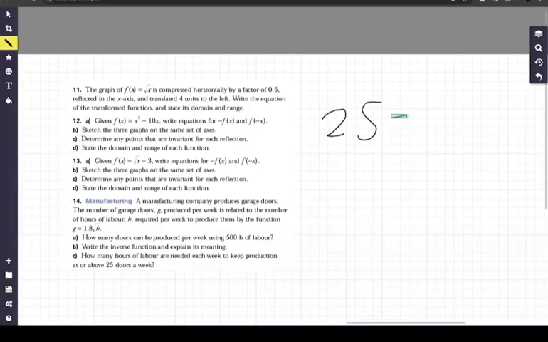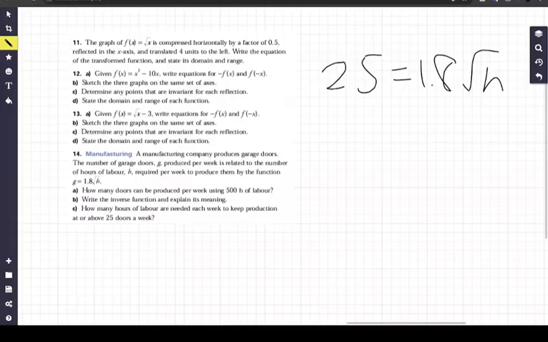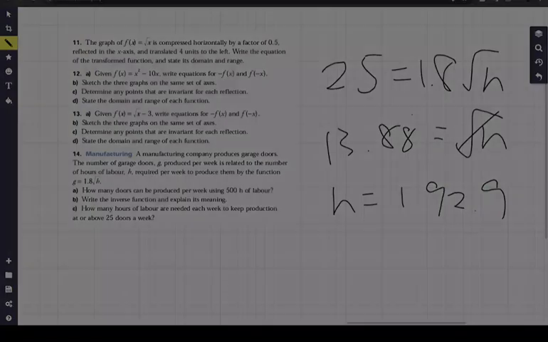25 doors is going to equal 1.8 times the square root of H. So let's go ahead and divide 25 by 1.8 first. That's going to give us 13.8888 repeated equals the square root of H. Square both sides. So H is equal to 192.9 hours.